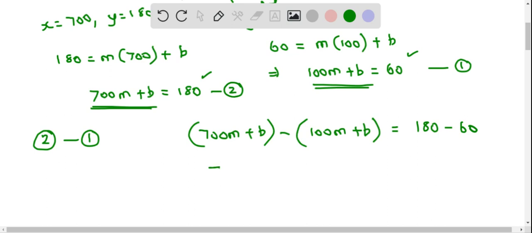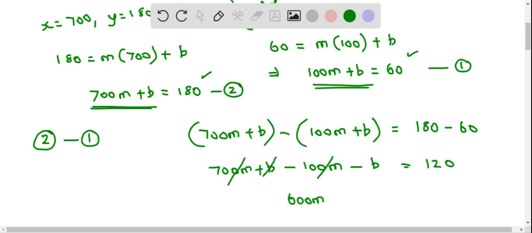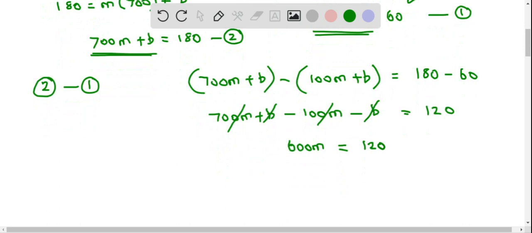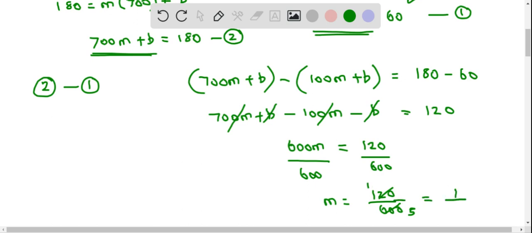Now let's simplify this. So we can expand this bracket. This is 700m plus b, and if we expand the second bracket, it will become minus 100m minus b, and this equals 180 minus 60 is 120. So let's simplify this. 700m minus 100m is equal to 600m, and this positive b, negative b, they get cancelled. So we get 600m equals 120. Now if we divide both sides by 600, we get the value of m, and m equals 120 over 600. 600 goes into 120 as 5 times, and this is 1 time. So this is equivalent to 1 over 5, or in terms of decimal, this is equal to 0.2.